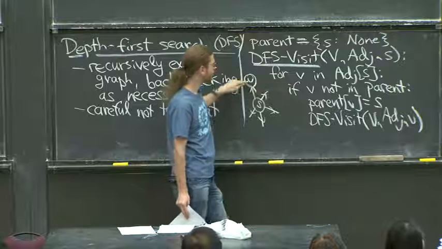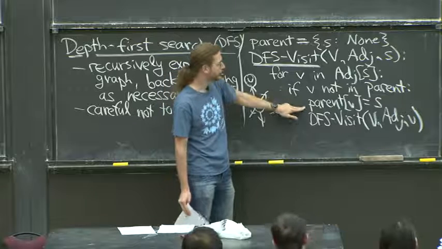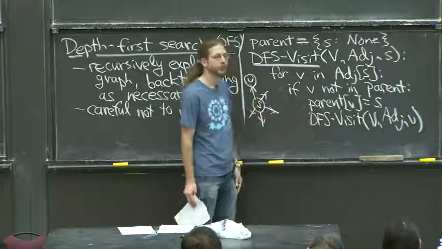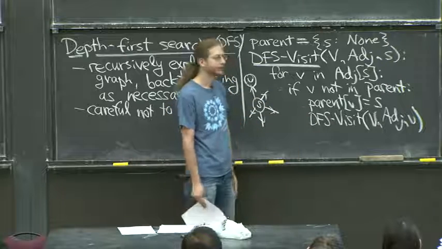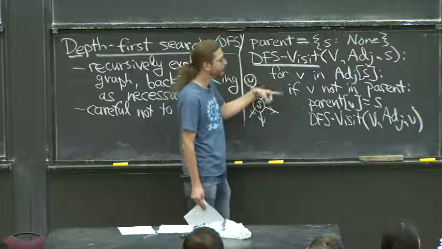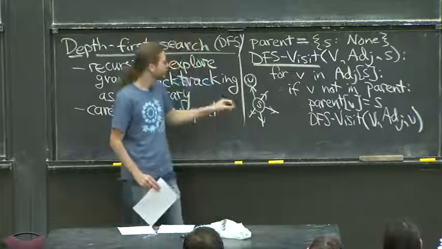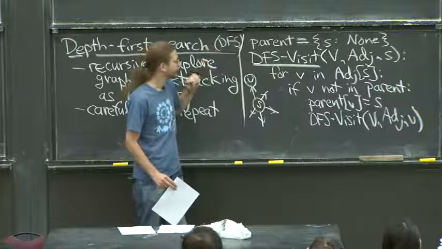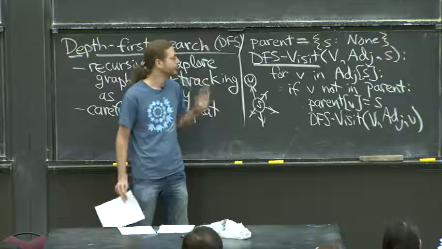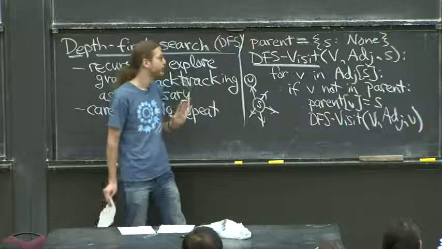If the vertex V that we're looking at is not in our dictionary, we haven't seen it yet. We mark it as seen by setting its parent to S, and then we recursively visit it. That's it. Super simple. Just recurse. The magical part is preventing yourself from repeating. As you explore the graph, if you reach something you've already seen before, you just skip it. So you only visit every vertex at most once.